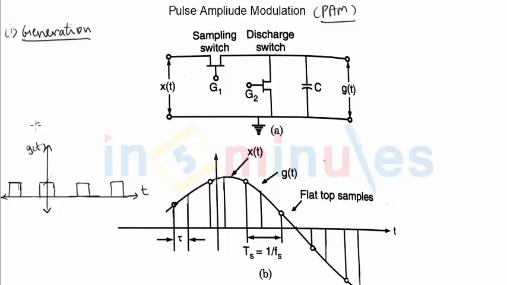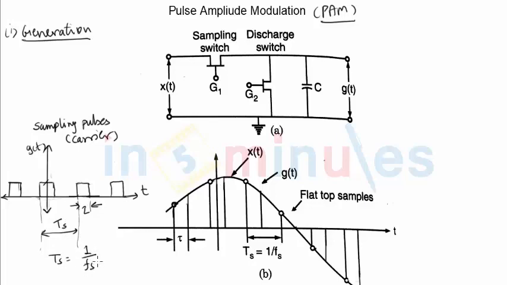So g(t) is nothing but a sequence of rectangular pulses that we have taken. These are called sampling pulses, or in the process of modulation, it will be nothing but the carrier signal. All these pulses are of equal width, let's say tau, and if I take the distance between the two pulses, it will be nothing but the sampling time period Ts, and sampling time period Ts will also be equal to 1 upon fs, where fs will be called sampling frequency.